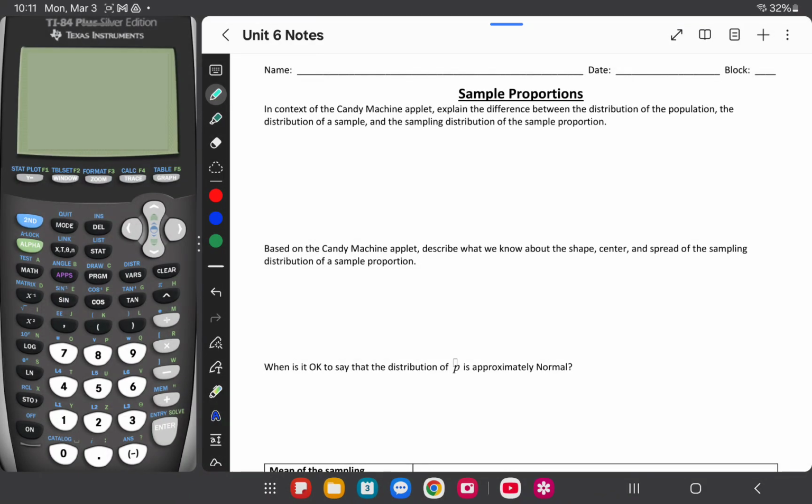All right, guys, so hopefully by now you've had a chance to work through that candy machine applet. And so we're going to start this section of the notes with sample proportions by looking back at that project that you would have worked through and looking at some of the differences between a few of these different distributions. The first is in the context of the candy machine applet. Let's talk about what the distribution of the population was.